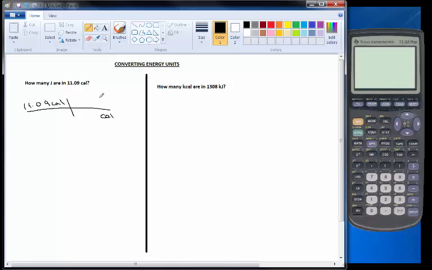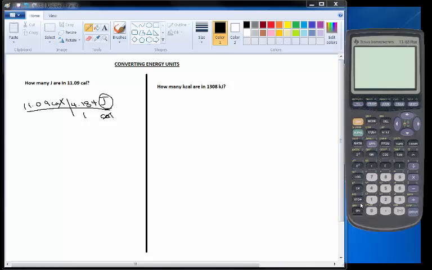And since joules is the unit that we are looking for, and because we have a direct conversion, we will write the unit joule on top. Again, 1 calorie is equal to 4.184 joules. Calorie will cancel out with calorie to leave us with the unit of joules.